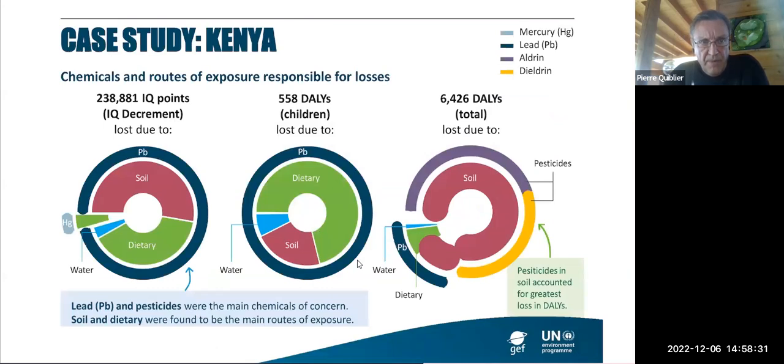So from the general observations, the chemicals and routes of exposure responsible for losses were identified, where we see here the IQ points and the routes of exposure. Here we see between water, dietary, and soils as it relates to lead and pesticides. So it reveals that lead and pesticides were the main chemicals of concern, and that soils and dietary were the main routes of exposure. Next, please.